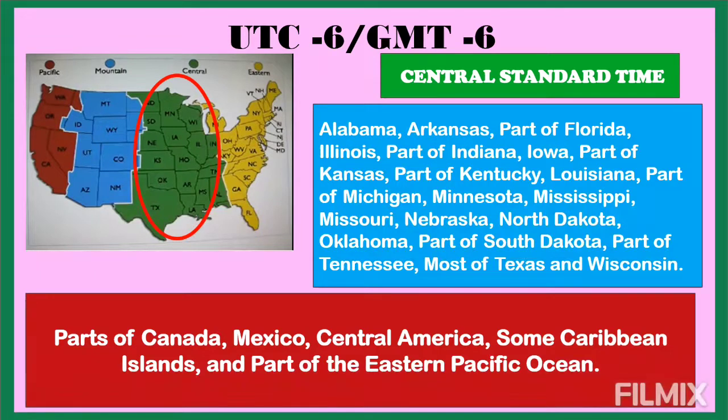If we are to compare it to the Philippine time zone, which is GMT positive 8, it means that the Philippines is 14 hours ahead during CST or Central Standard Time from November to the second Saturday of March, and 13 hours ahead during Central Daylight Time or CDT from the second Sunday of March until the first Sunday of November.